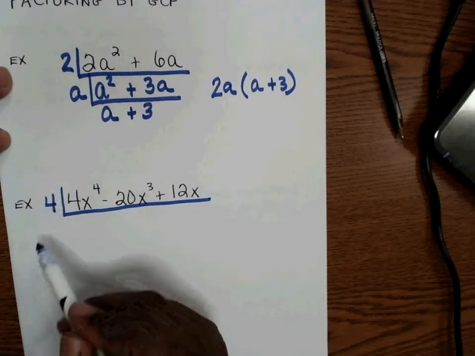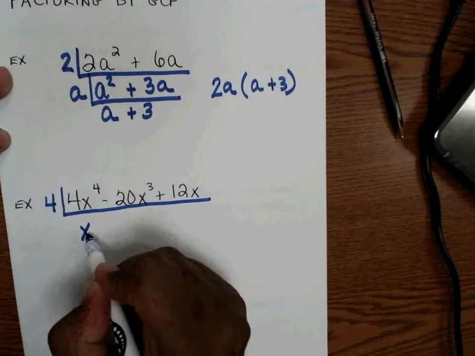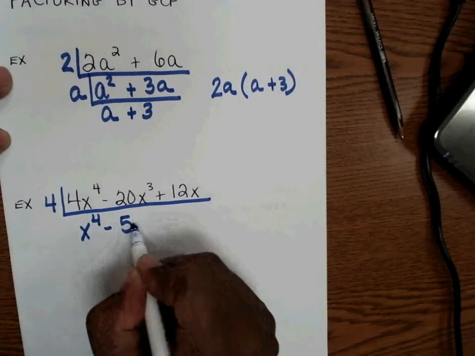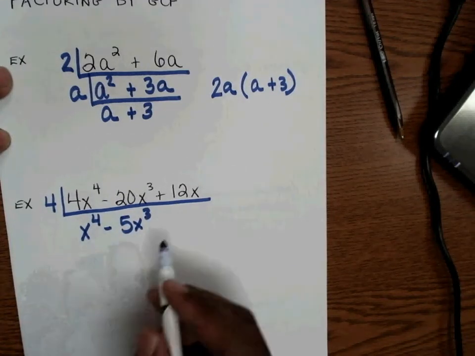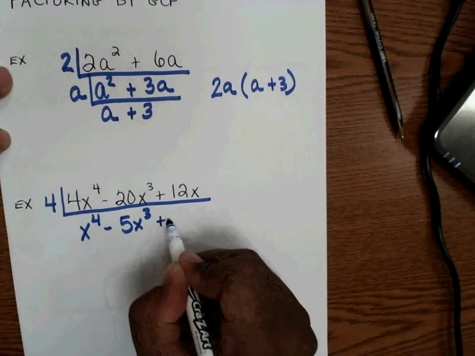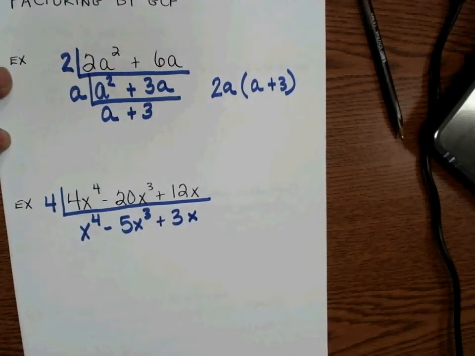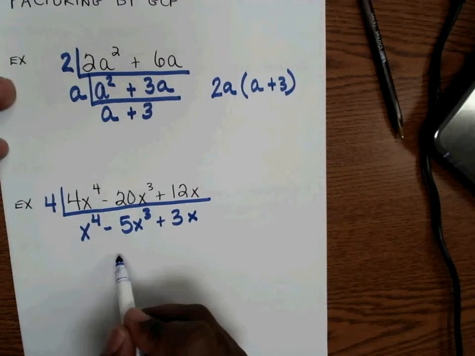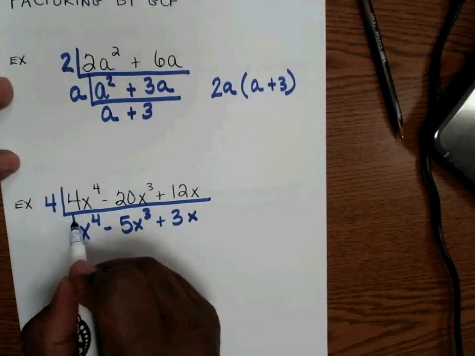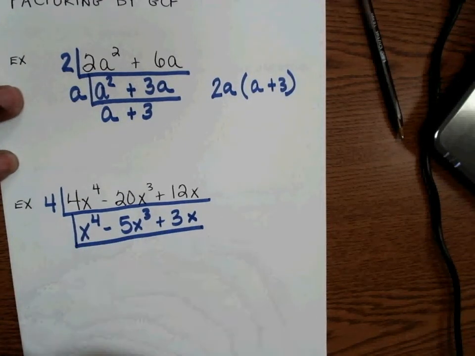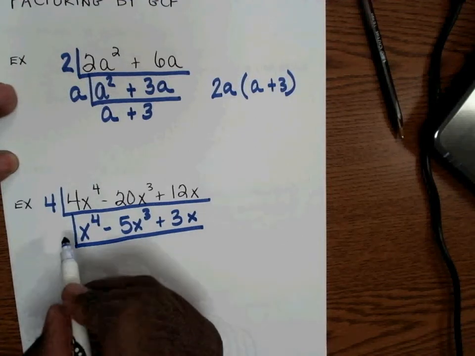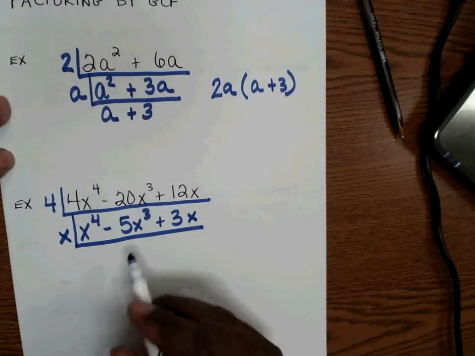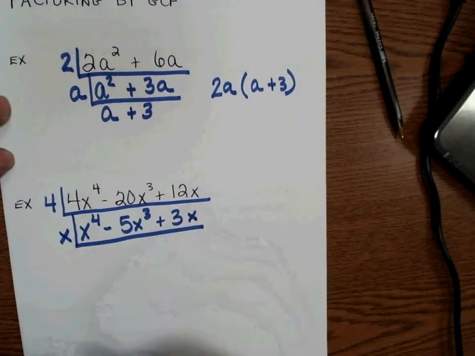However, 4 divided by 4 is 1, leaving you with x to the fourth. 20 divided by 4 is 5x to the third, and 12 divided by 4 is 3. Okay. From there, we check our variables. We have x to the fourth minus 5x to the third plus 3x. The largest exponent that we can factor out for our x's is 1, because each one has at least one x in it. Can't factor out more than what you have from your smallest exponent.